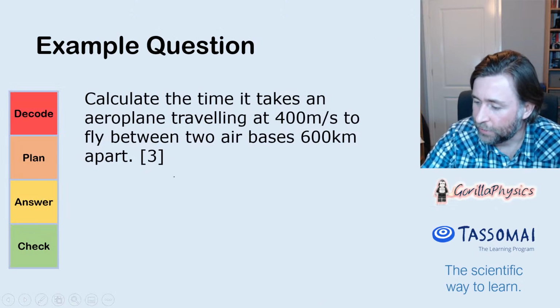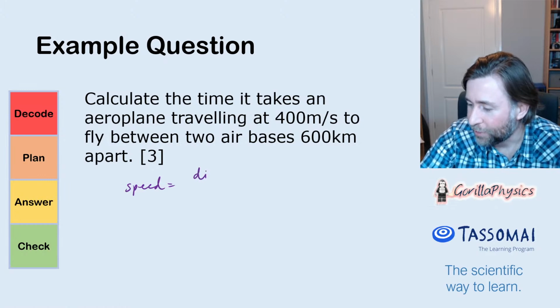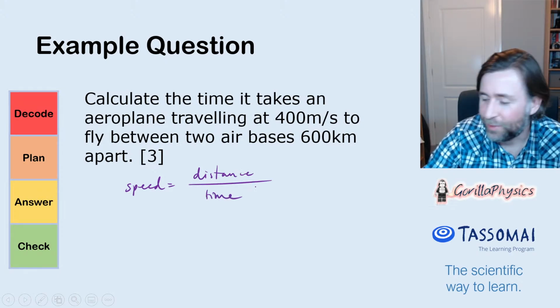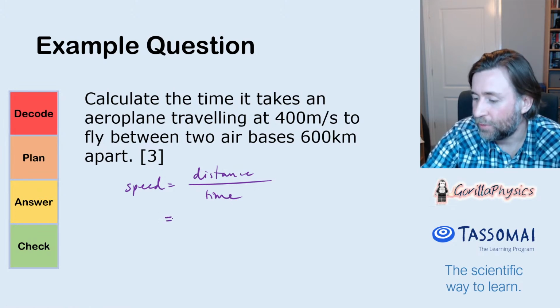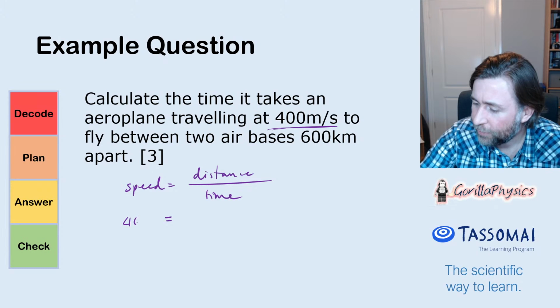In this case I'm going to write out the equation, because I know that some people get confused with these things. Speed is distance over time, because we use v for speed and s for distance. I just want to keep this one simple initially, but we do use v for speed as well as velocity. Now let's have a little look. This is 400 meters per second, that's the speed. We're actually calculating the time, so we're going to write in time here.